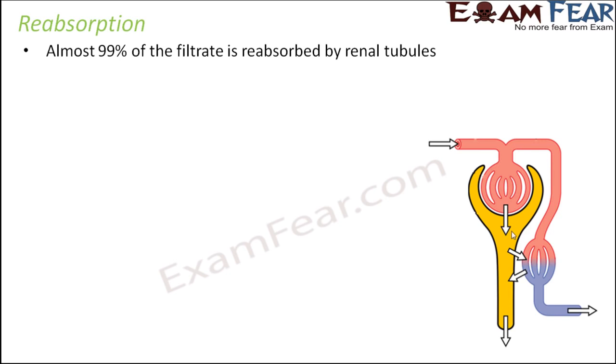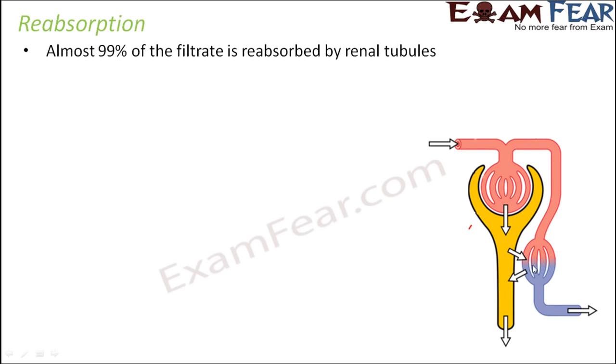Now whatever amount of blood has entered, let us suppose 100 milliliter of blood has entered into the Bowman's capsule. By the time it reaches the end of the renal tubule, that is the collecting duct, almost 99 milliliter will be reabsorbed. Only 1 milliliter will be left out, and that 1 milliliter will be excreted out as urine. That is so interesting, that so much of the filtrate gets reabsorbed while it passes through all the parts of the renal tubules. But that is what actually happens.